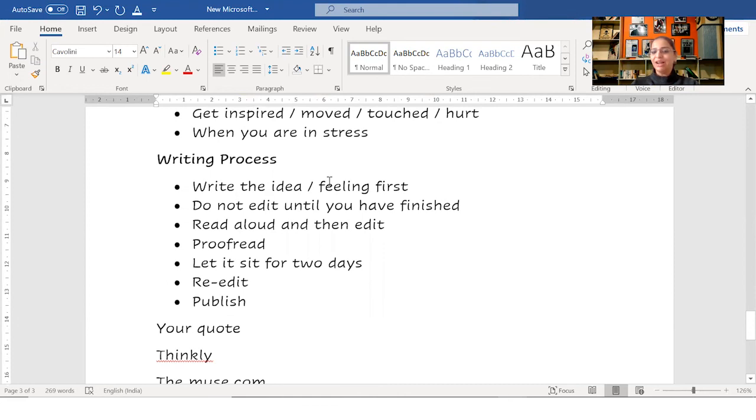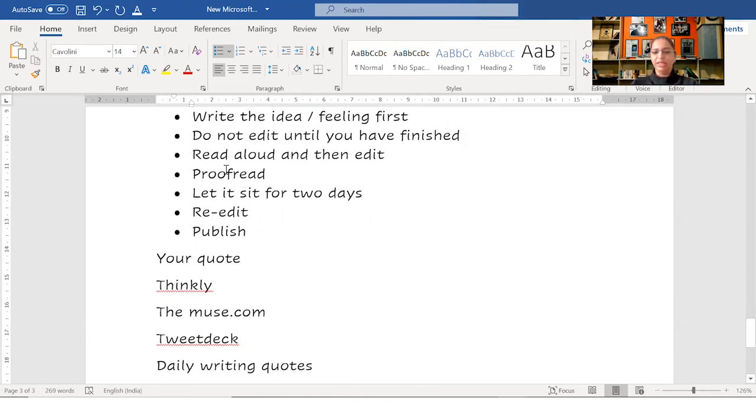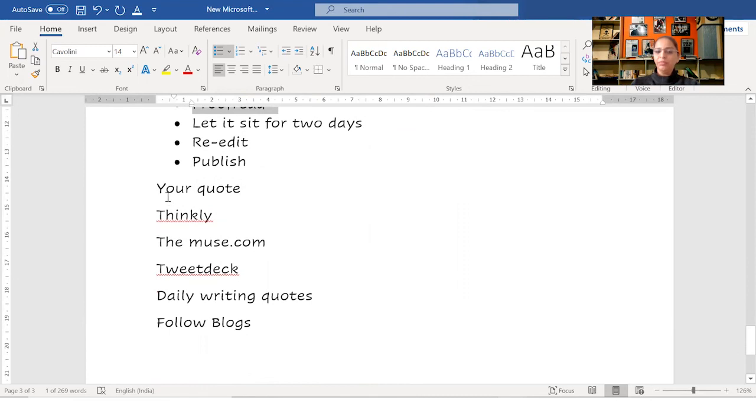The writing process: write the idea, feeling first. Do not edit until you have finished. Read aloud and then edit. Proofread. Proofread is doing away with the grammatical errors. There is a tool for this that I'll tell you in the next module. Yes, there is a tool that you can use as a shortcut for this. No worry. So let it sit for 2 days. Re-edit, publish.